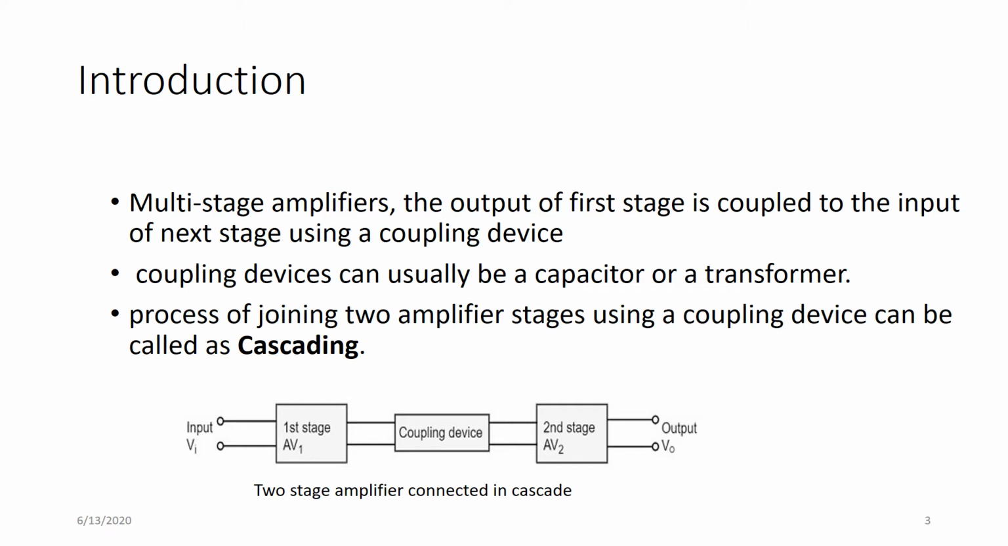So now in this figure you can see this is a coupling device which is connecting the first stage of the amplifier to the second stage of the amplifier. So this overall configuration is called a multi-stage amplifier, and the unit that is connecting the first stage and the second stage is called a coupling device.